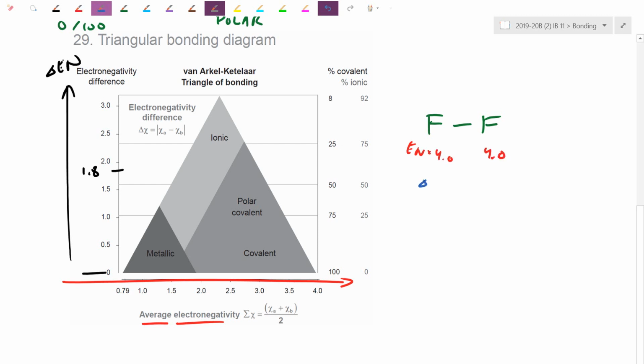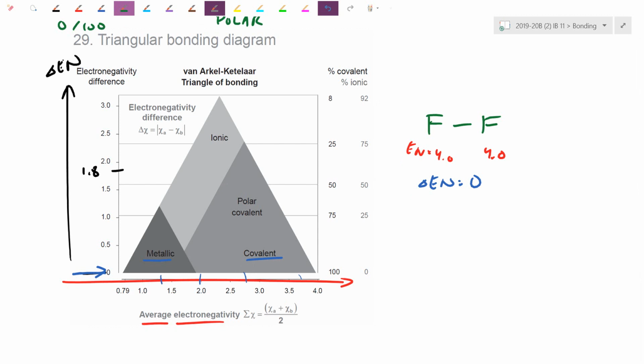If I just looked at the difference in electronegativity, big number minus small number, I'd say 0. That would put me along the 0 line. Down the 0 line, I notice on this triangular bonding diagram, I'm either metallic or covalent. What this axis shows me here is the average of my electronegativities.